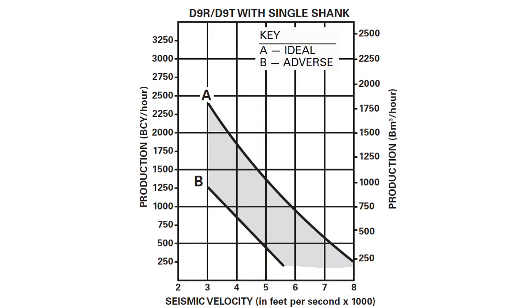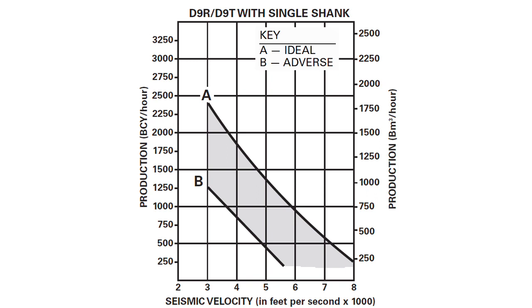Here is the chart for the model D9R with a single shank. The horizontal axis indicates the seismic velocity in thousands of feet per second. The left vertical axis shows the production in bank cubic yards in 1 hour. If you need to find the production in bank cubic meters per hour, you need to use the right vertical axis. On this chart, you can see two different curves.